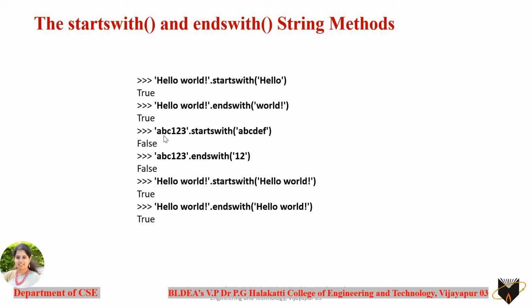In the next case, you can see ABC123 is a string for which you want to check whether it starts with ABCDEF, which is not the case, so it will give the result as false. In the same way, ABC123 is checked whether it ends with 1, 2. No, it ends with 1, 2 and 3. Even if you take only 3 as the parameter, it will give you the result as true. But here it doesn't end with 1, 2, it ends with 1, 2, 3. So it will give the result as false.